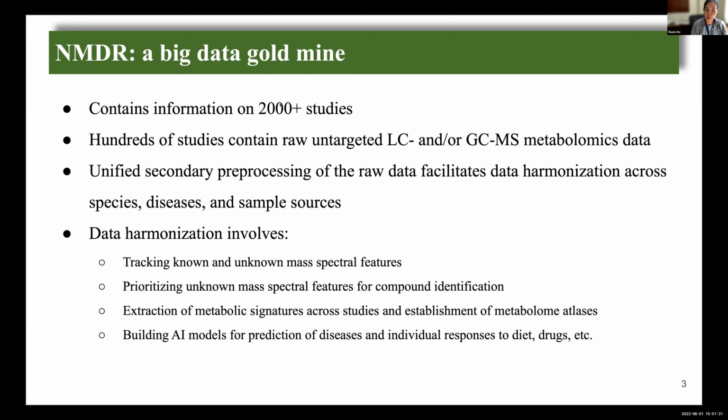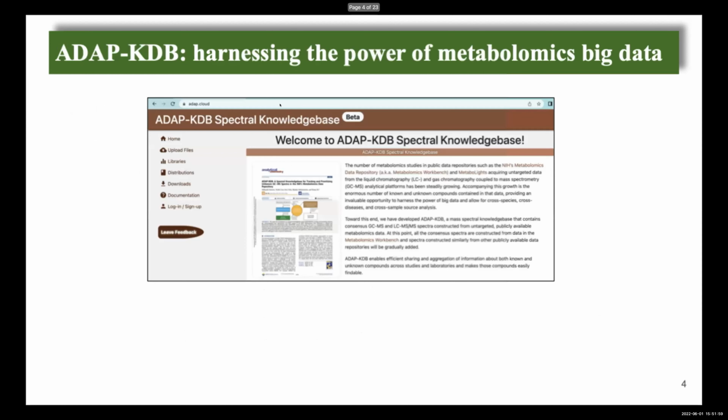In addition, we can extract metabolic signatures across different studies and help with establishing metabolome atlases. Finally, we can use data across different studies, different instruments, and different diseases to help build machine learning or artificial intelligence models for the eventual prediction of diseases and individual responses to drugs and diets. So to make data harmonization possible, ADBKDB was developed to harness the power of metabolomics big data.